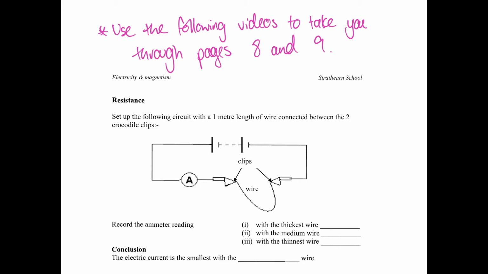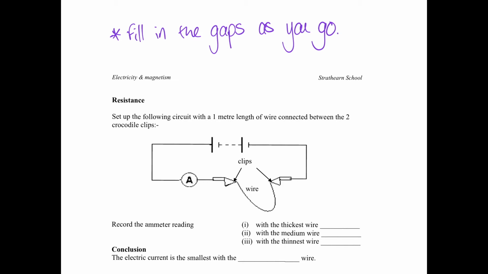So now what you need to do is to use the following videos put together by Miss Wallace to take you through pages 8 and 9 of your booklet. Try and fill in the gaps as you go. One thing to note is that when she sets up this first experiment and recording the reading with the thickest wire, you may disagree with the first current reading, and if you want to, you can write down the reading that you actually see on the ammeter instead of the one that she quotes, but either will be fine. You will be able to come to the same conclusion.